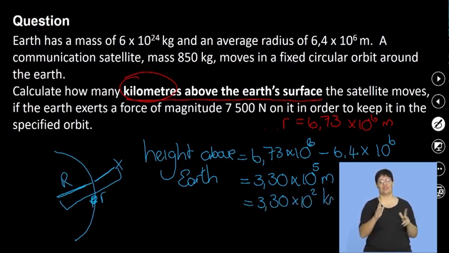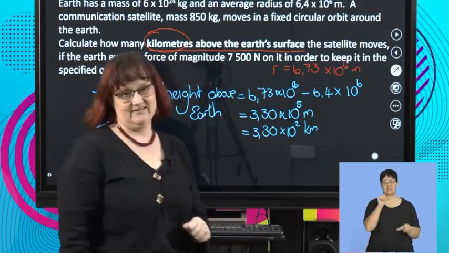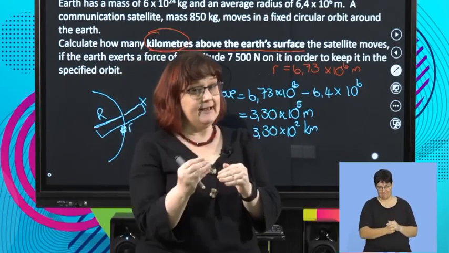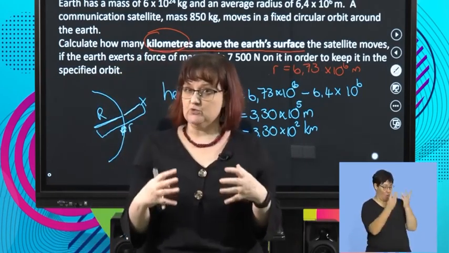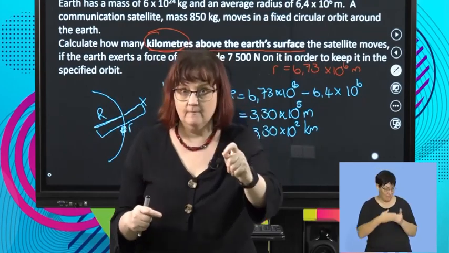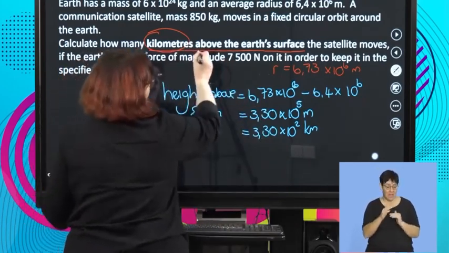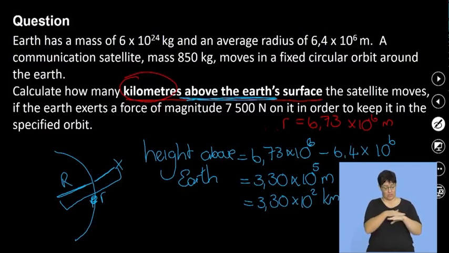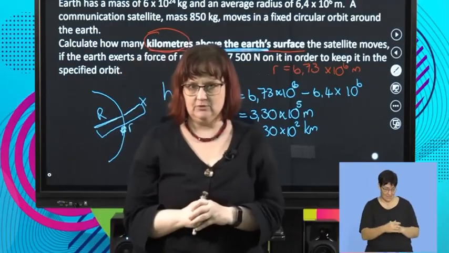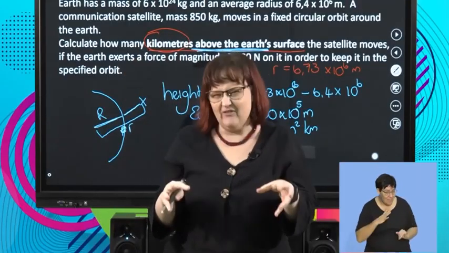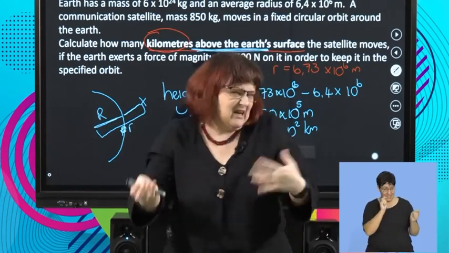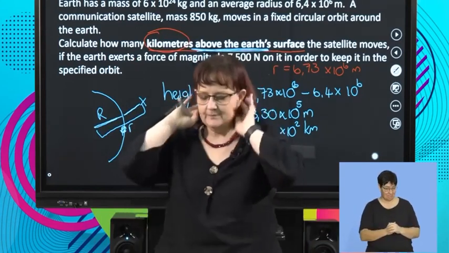Now it's in kilometers. And some of you probably could have told me that it was 330 kilometers. You can leave it in scientific notation. So here, and they like to ask these questions with the Earth, be careful. The key was above the Earth's surface, not from the center. So it's got that extra little piece to it. Okay? That was fine. We got that. That was a nice substitution type question.